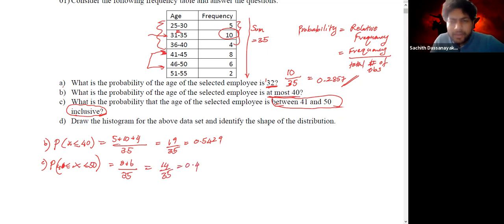Okay, if I haven't mentioned anything like keeping this value to 3 decimals or 4 decimals, you can keep it to 2 decimals or 3 decimals, that's fine.